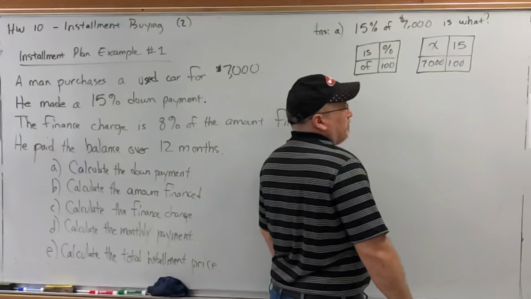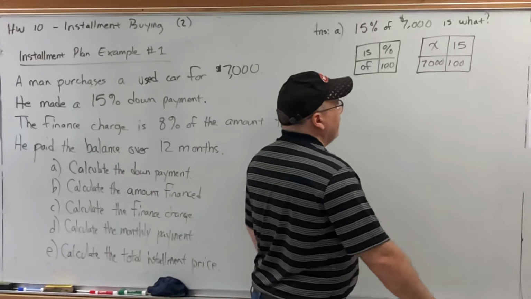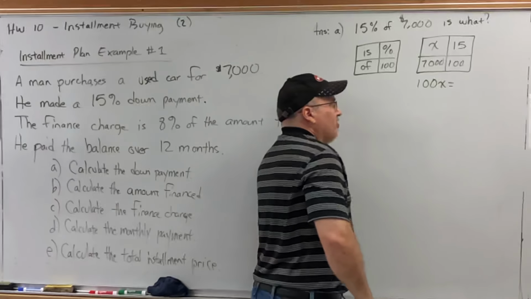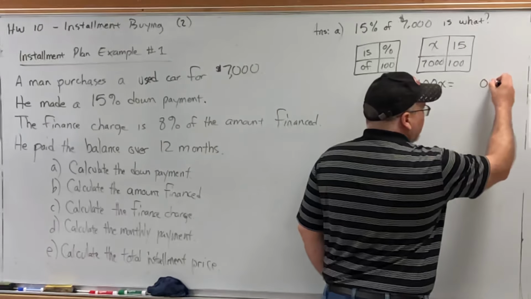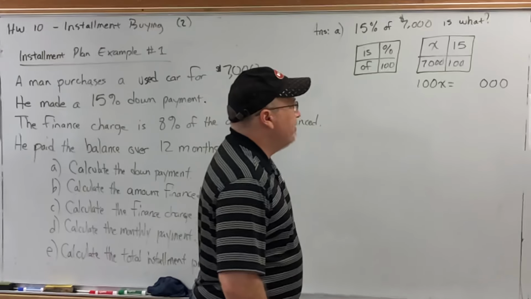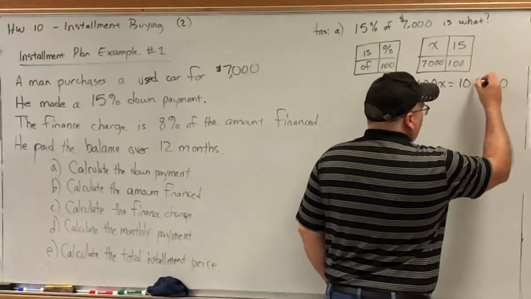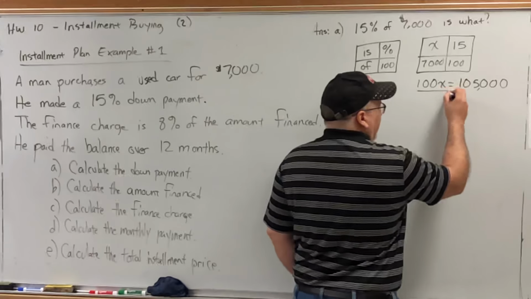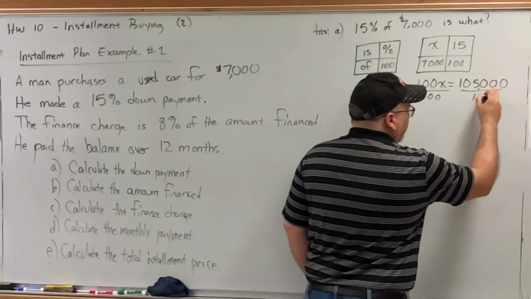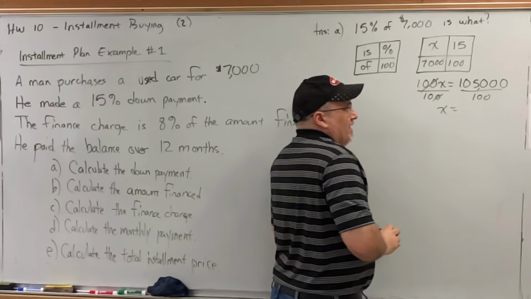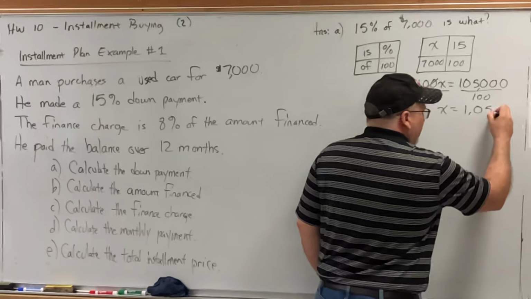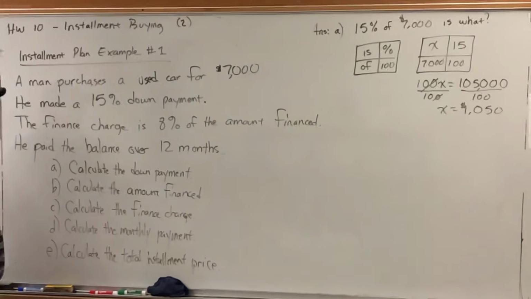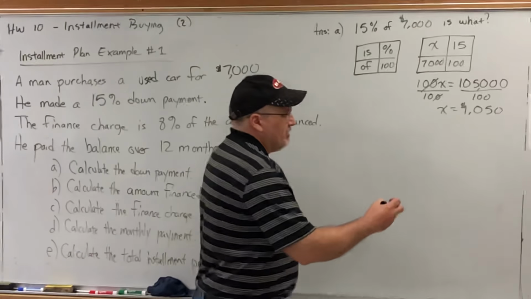And remember, what we do is cross multiply, set the products equal, and then solve. This diagonal is 100 times X. This diagonal is 7,000 times 15. I know it ends in 3 zeros. I just need to figure 7 times 15. 7 times 15 is 105. So that cross product is 105,000. And then to solve for X, we just divide by 100. 105,000 divided by 100 is 1,050. And remember, this was the dollar amount. So 15% of 7,000 is $1,050. This is how much he's paying up front.